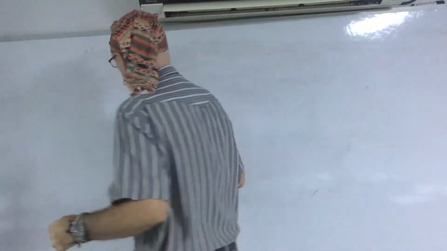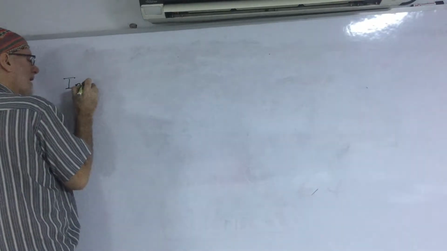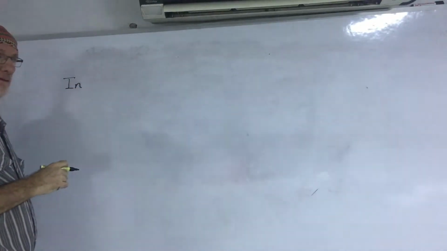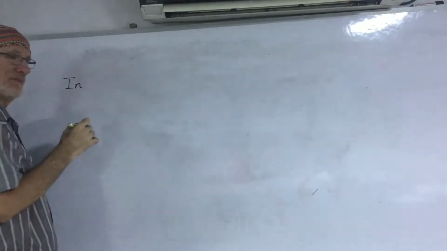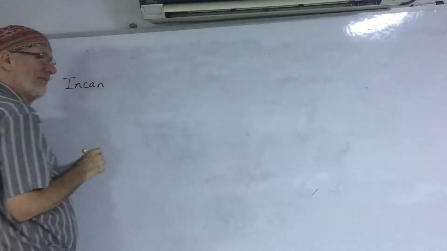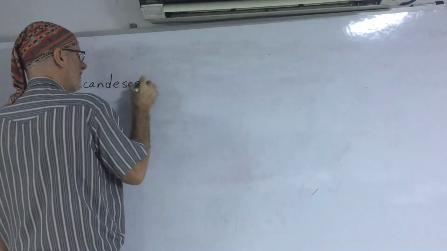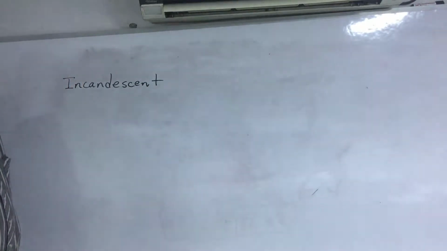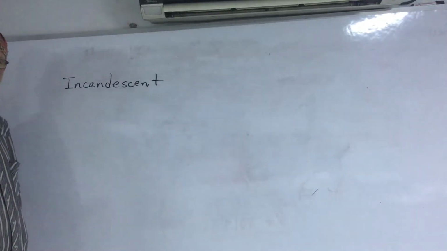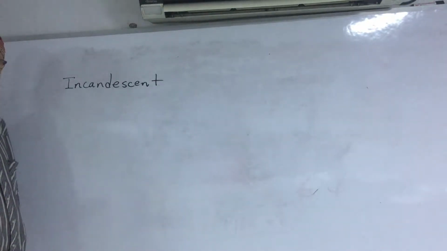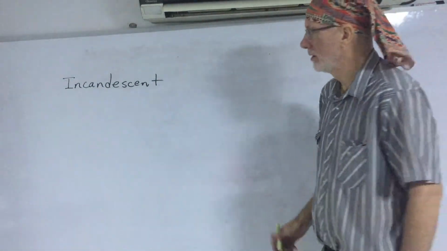All right. How do you spell incandescent? I-N-C-A-N-D-E-S-C-E-N-T. Right? What's incandescent? Look at me. Don't look at the book. What does that mean? It's a type of old-fashioned light bulb. We don't have them anymore.